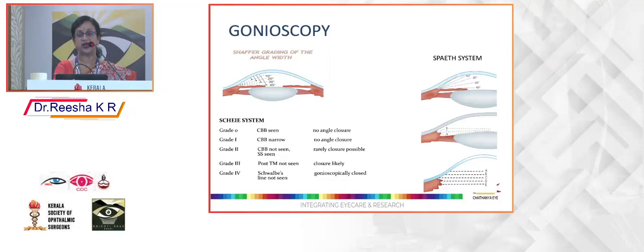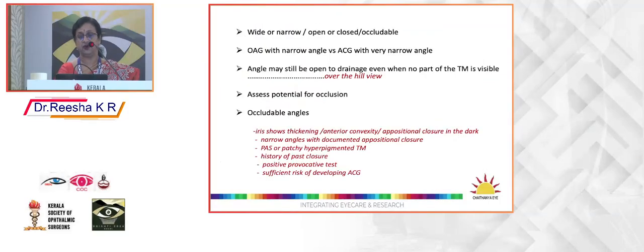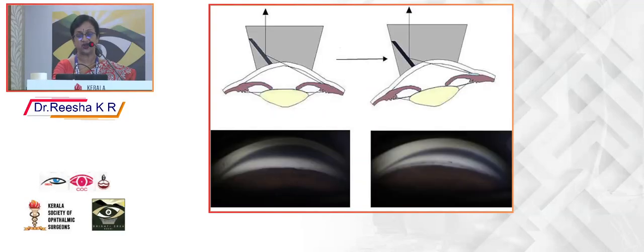So Spaeth looks into the angle width as well as the plane of the peripheral iris configuration, and looks into the level at which the root of the iris inserts. So it's probably better. Thereby we classify into open or closed angles, occludable angles, and in the occludable angles, whether they have potential for closure, which is revealed by either indentation or manipulative gonioscopy.